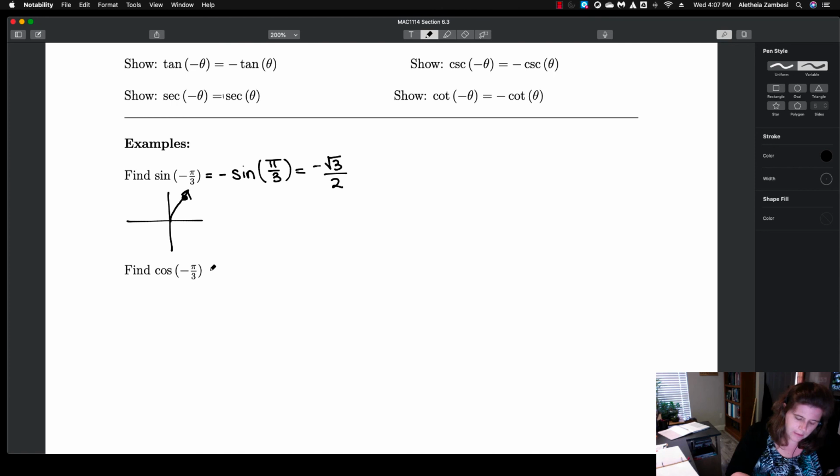So cosine of negative pi over 3 by the even-odd property is equal to the cosine of pi over 3. And that same angle says that cosine of pi over 3 is equal to a half.